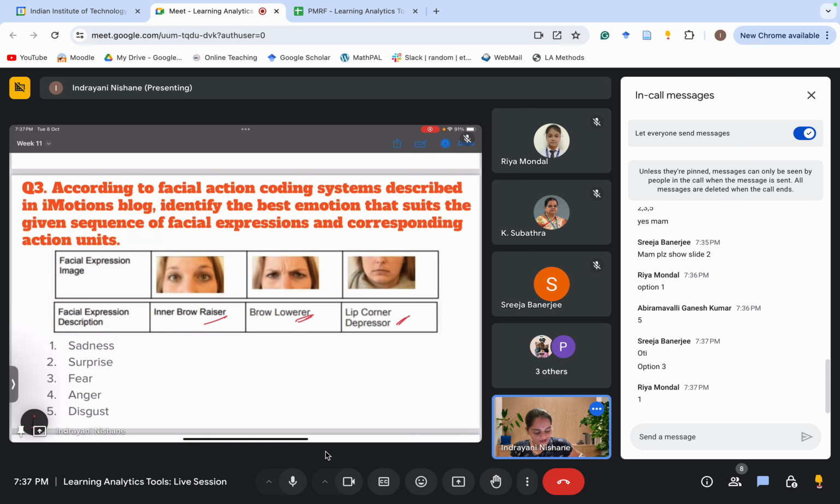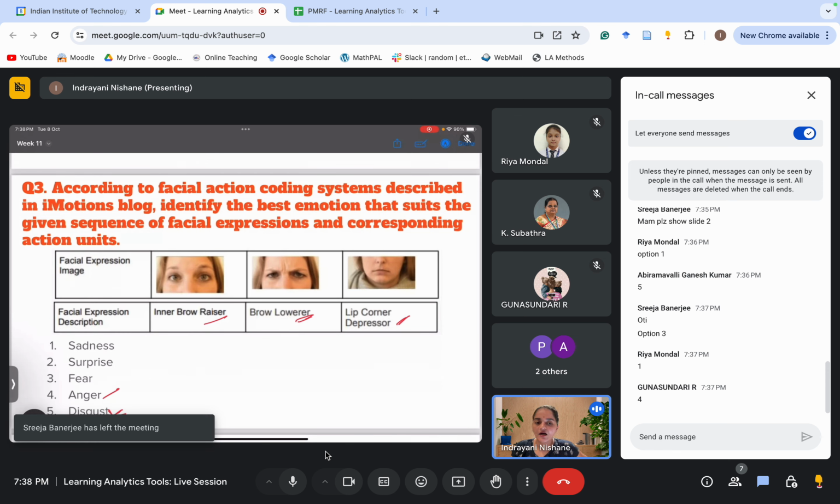So let's go from 5 to 1. Disgust: this doesn't look like disgust, because of the raised eyebrows. So we all agree it cannot be option 5. When we are disgusted, apart from raising and lowering our eyebrows, we may not keep our lips pressed together. In disgust the lips will be widened, but the lip corners will not be depressed. Try making faces when you are disgusted by something, and then match that with the description given here. So it cannot be disgust.